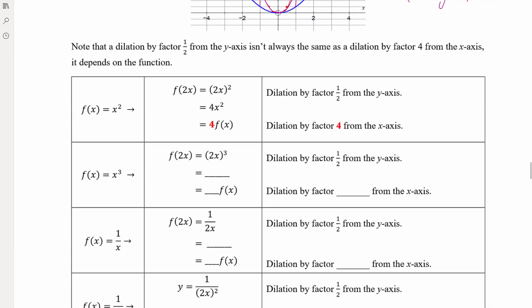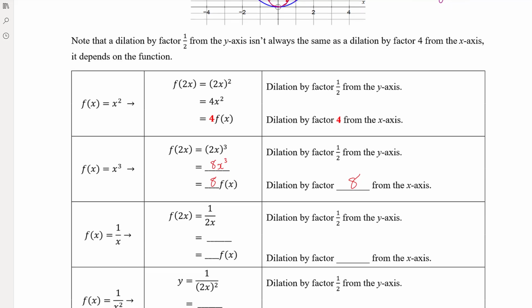So we've just seen this happen here. So we know that f of 2x, which is a dilation by a factor of half from the y-axis, if the function is x squared, that is (2x) all squared, which is the same as 4x squared, which is the same as 4 times f of x, so the same as dilating by a factor of 4 from the x-axis. If it is a cubic function, we dilate by half from the y-axis, so we get f of 2x, that is (2x) all cubed. Expanding that out, it is 8x cubed, which is 8 times the original function, 8 times f of x, so a dilation by a factor of 8 from the x-axis.